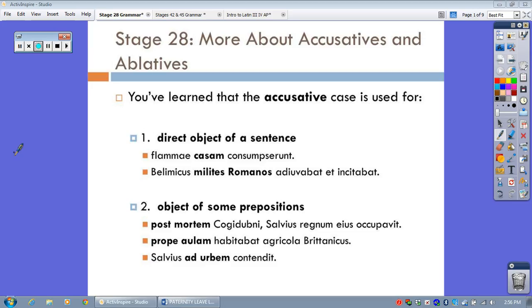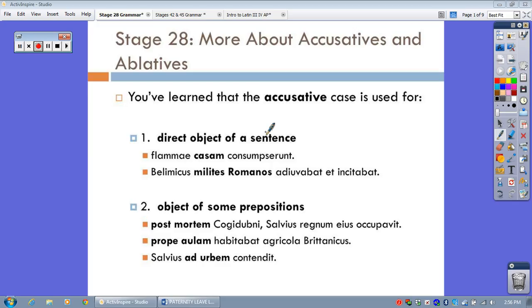The accusative case goes em, em. The accusative case goes em. It's the direct object. The accusative plural goes os, as. It's the direct object.